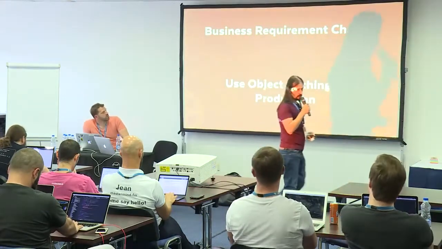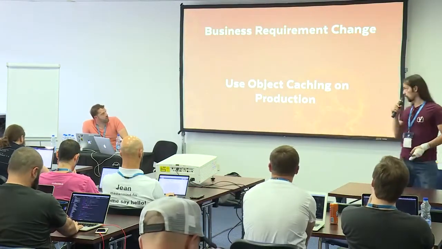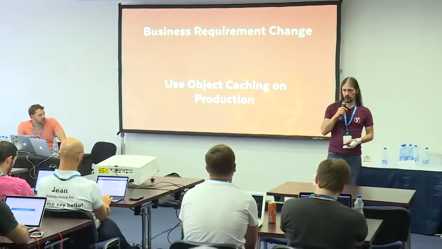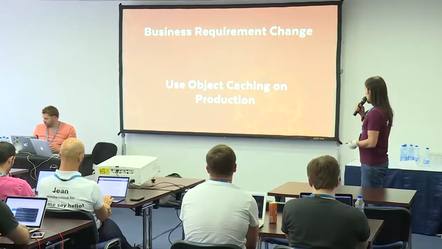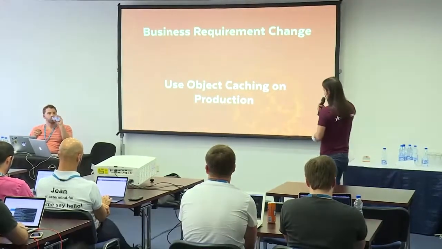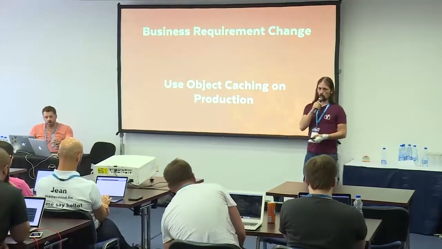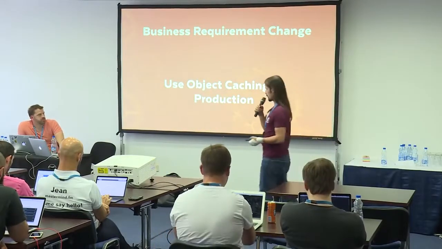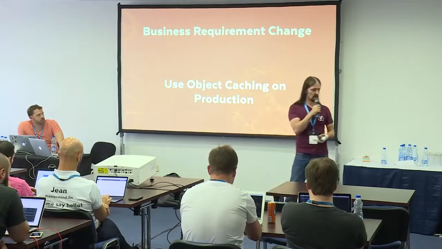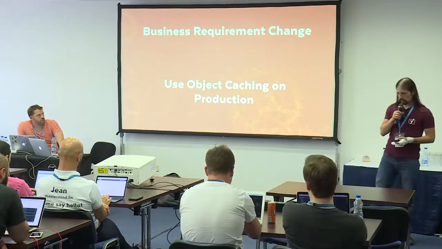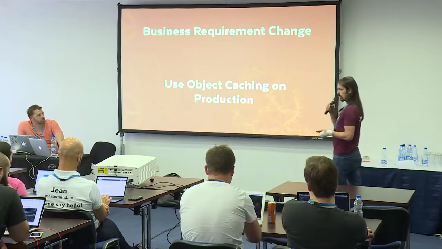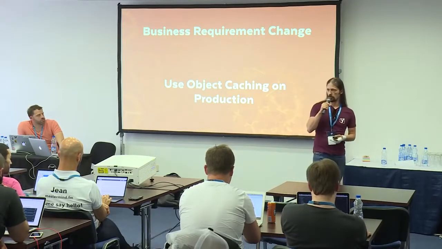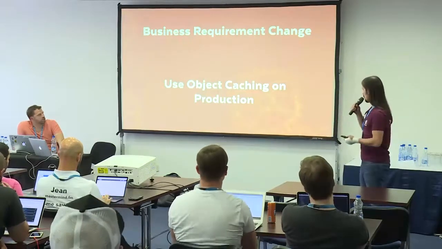We will now move on to our next business requirement. So the client comes in again and has a new idea. On the production server, we want to use object caching, not transient caching, because the client now noticed that, well, transient caching is not as good as it is hyped. So on the production server, we have something like Redis available, some persistent object cache, so we want to use object caching instead.